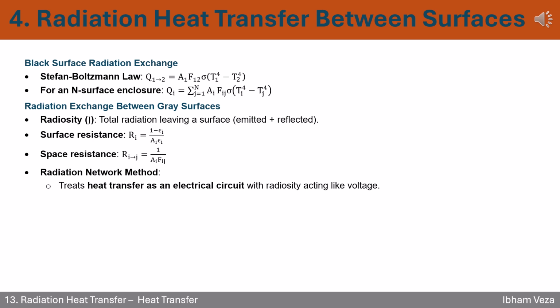A very helpful tool is the radiation network method. Think of it like analyzing an electrical circuit. Radiosity plays the role of voltage, and resistances behave like electrical resistors. This analogy helps you visualize and calculate radiation transfer more intuitively, especially in complex systems.